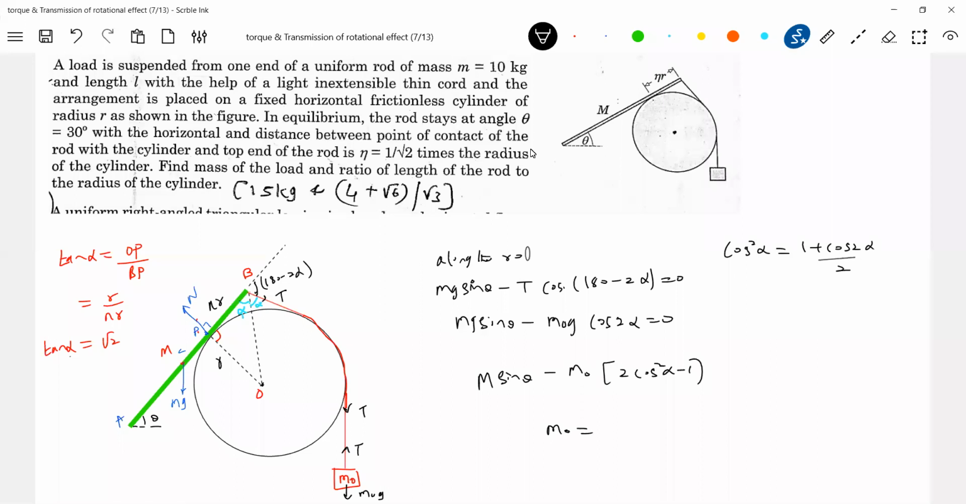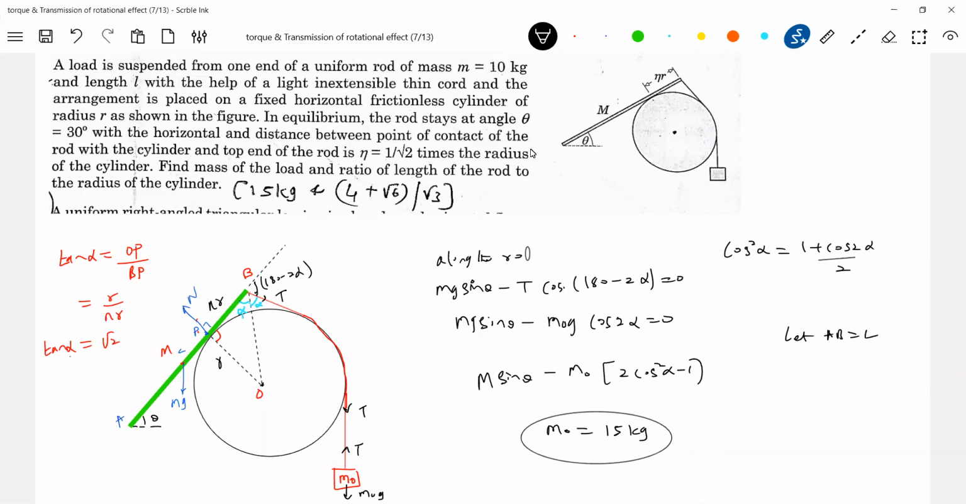I'll get m naught. M naught will be 15 kgs. Already I gave that answer. Solve it. Next, after this, it is asking to find the mass of the load and the ratio of length of the rod to the radius of the cylinder. What do you mean by ratio of length of the rod? Let length of the rod AB equal to L. It is asking L by R. R is the radius.